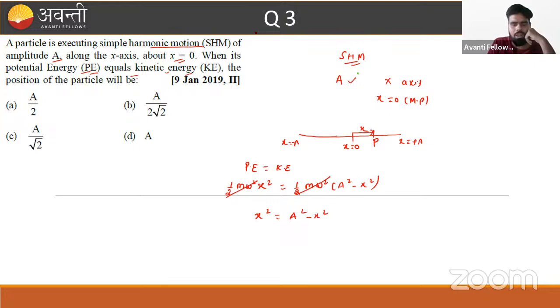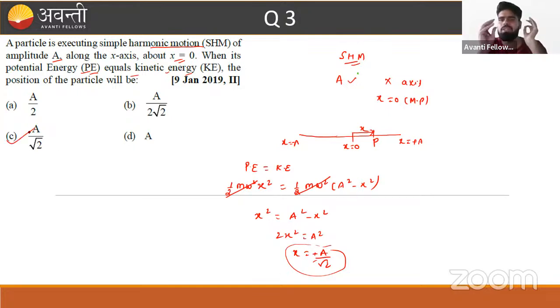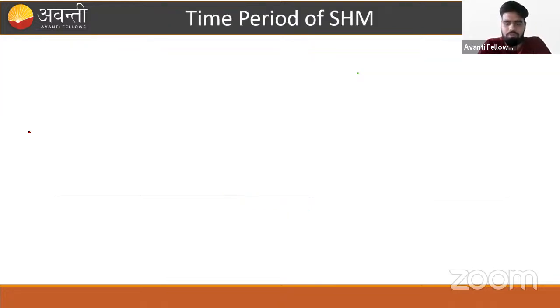If we solve this, beta, we can simply say that 2x square equals a square, and x is nothing but plus or minus a upon root 2. Here minus a upon root 2 is not available. If it were available, we could also put it. But what is the correct answer, beta? A upon root 2. I hope this is useful to you, how we can approach such type of problem. Let's start and learn some new concept. Okay.